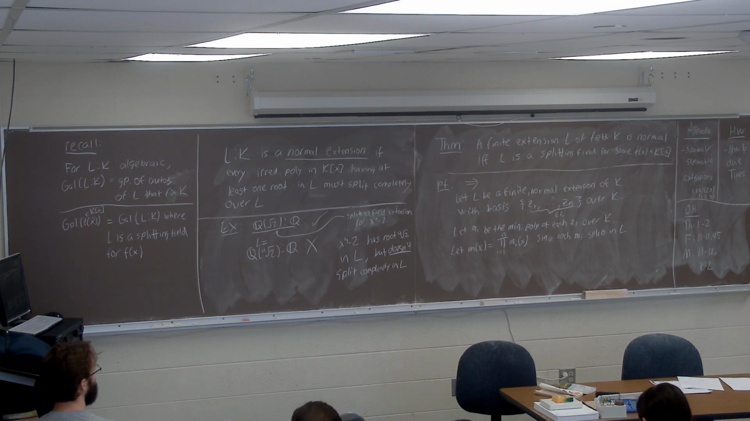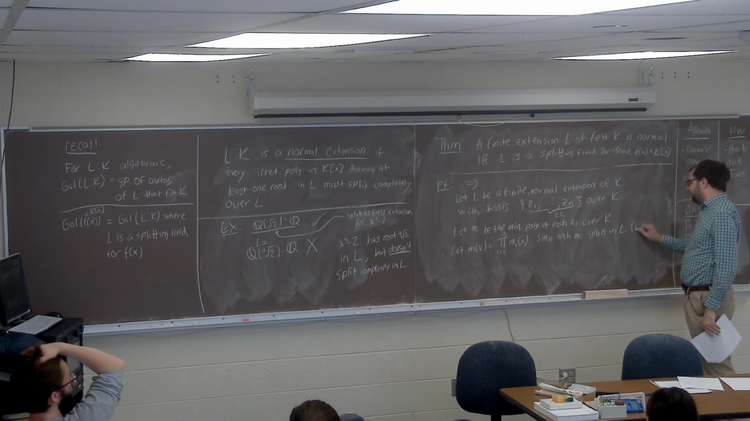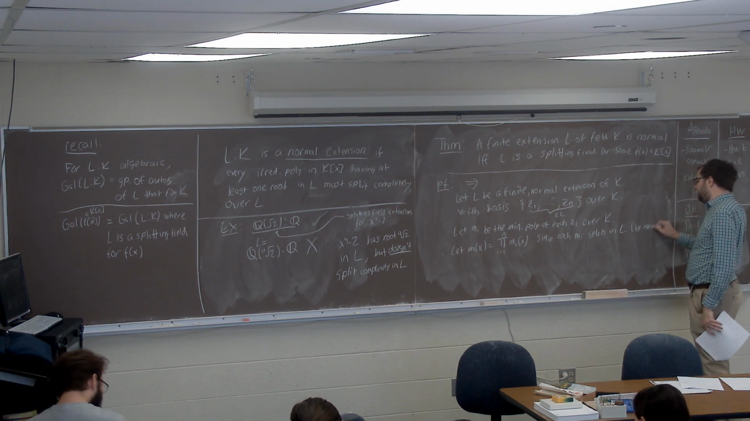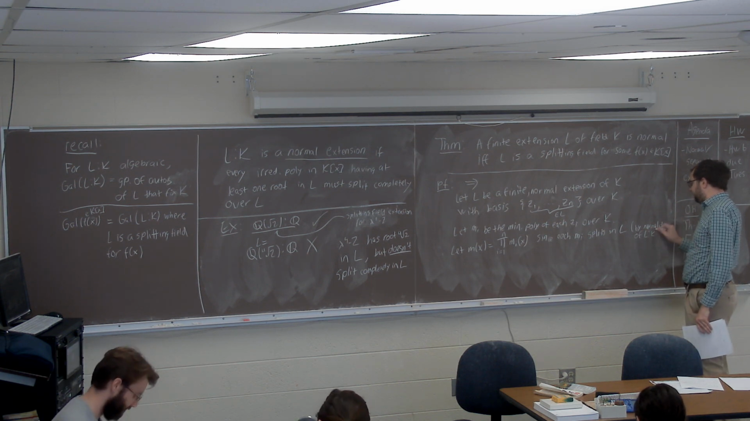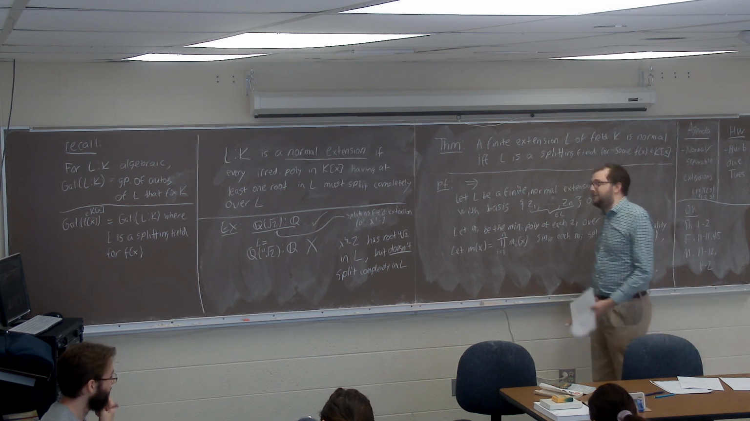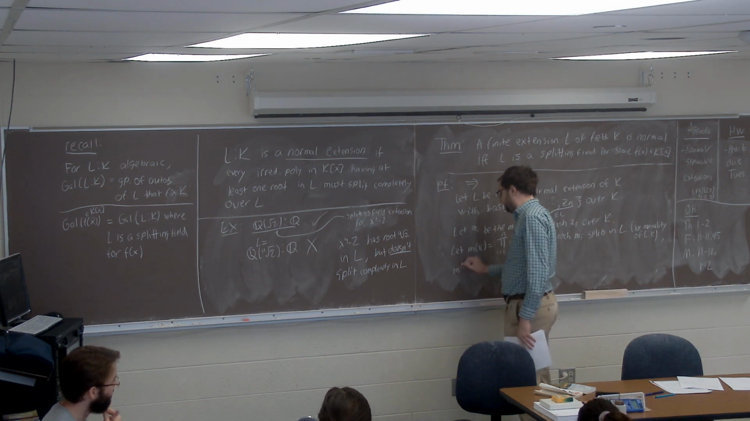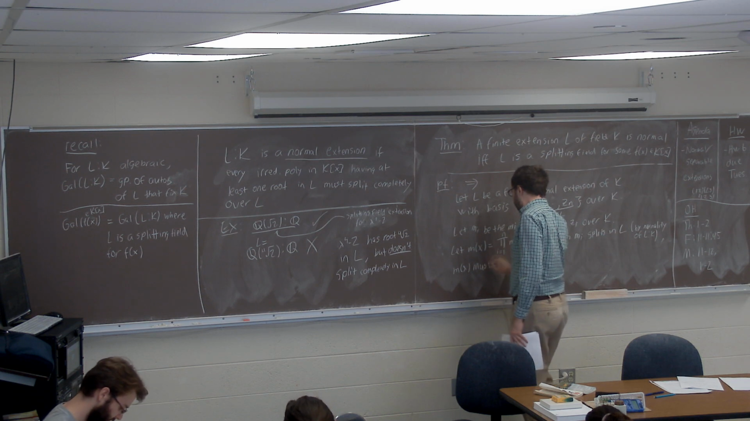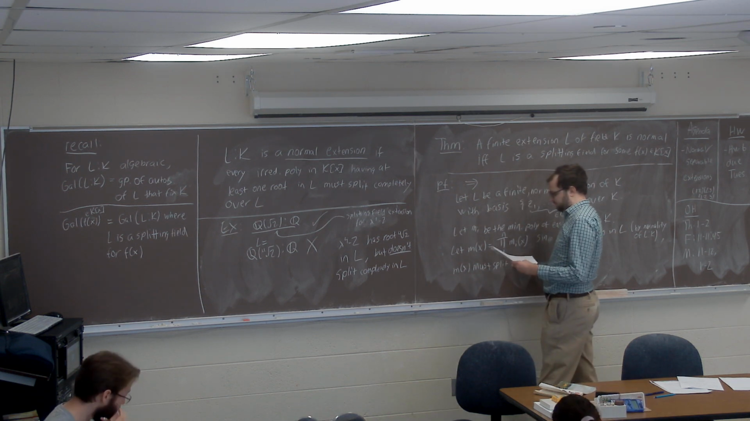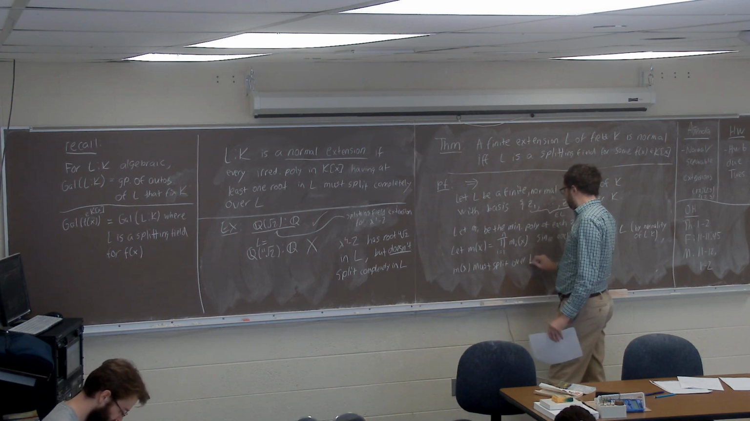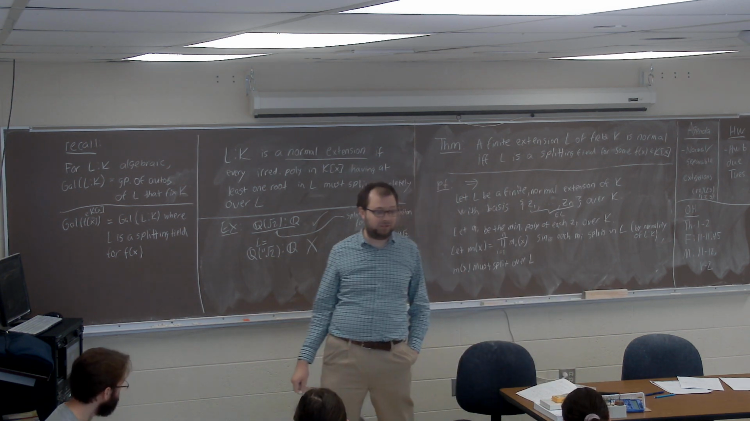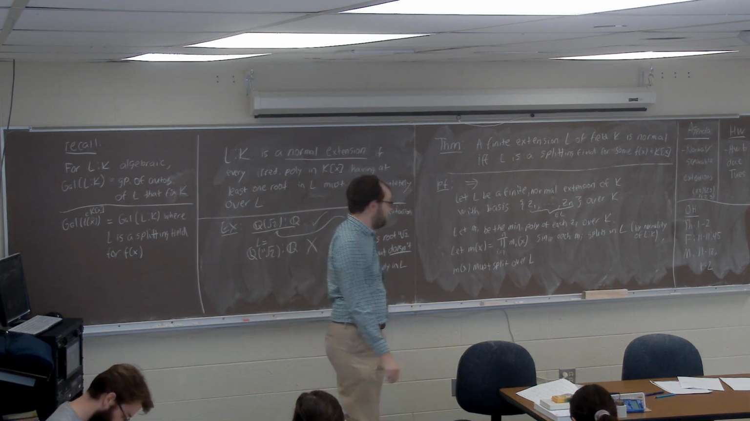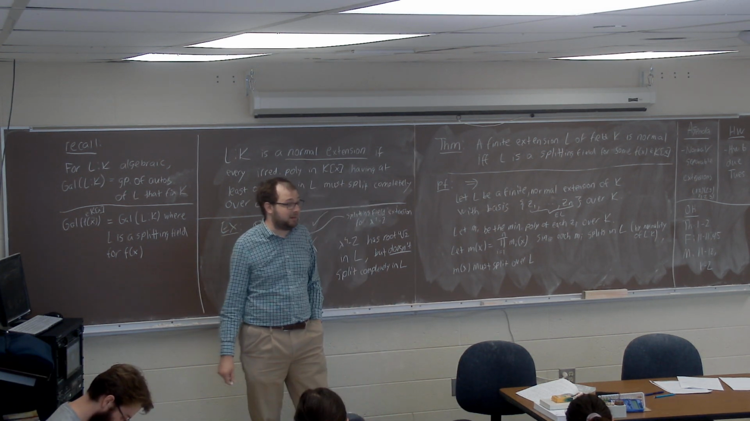Well, let's write this out and then talk about that. Since each m sub i splits in L, by normality of L over k, that tells us m of x has to split over L. Because m is just the product of the m sub i. So if the m sub i can be written as a product of linear terms, their product necessarily can be written as a product of linear terms.